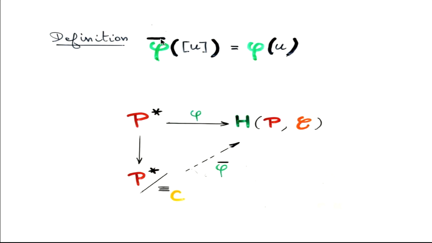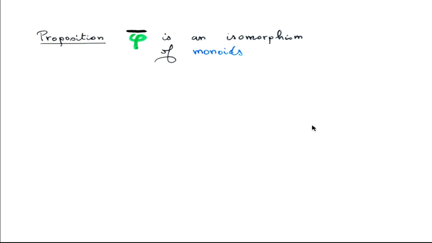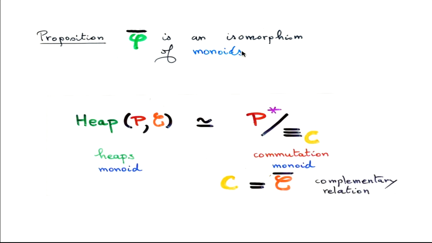So, definition of the map phi bar. You have the map phi sending any word in basic pieces to a certain heap. And now, because of lemma 1 and lemma 2, you have a certain map from the commutation monoid. All the words up to commutation can be sent onto a heap. From lemma 1 and lemma 2, and then the proposition, this map is an isomorphism of monoids. So you see the connection is that you take the commutation monoid with letters of the basic pieces. The commutation relation is just the complementary of the dependency relation.